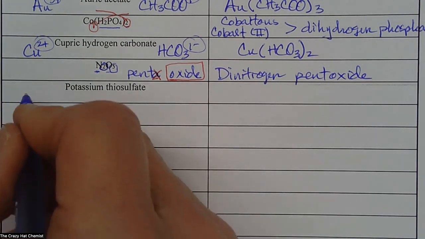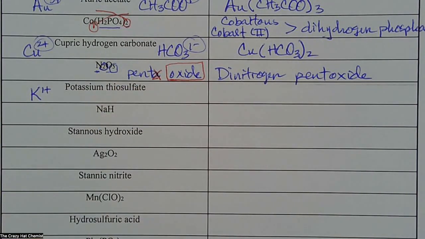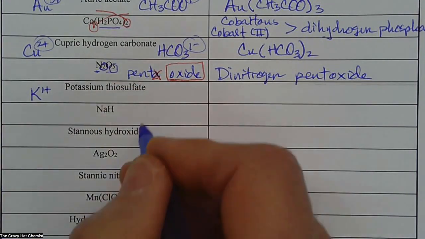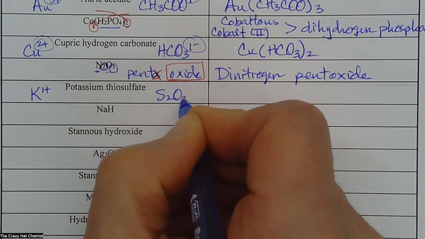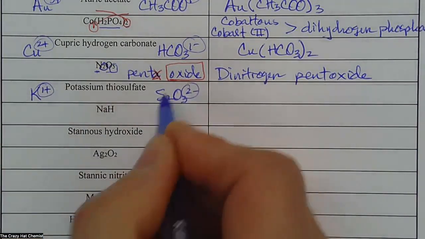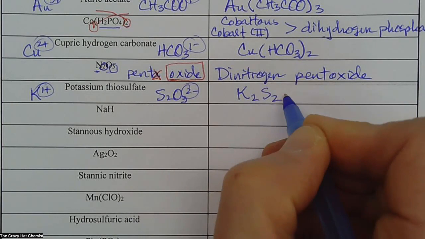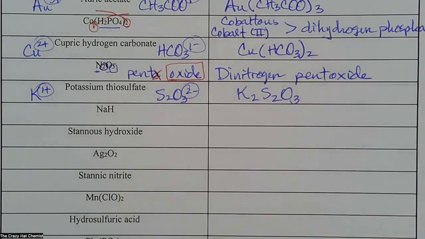Our next one is potassium. That's a group 1. That's a +1 charge. And then thiosulfate, and that is S2O3 with a 2 minus charge. You're going to take the absolute value of these two numbers, flip, bring it down, and you're going to get K2S2O3, just like that. Okay.